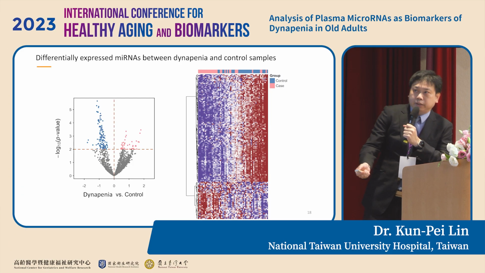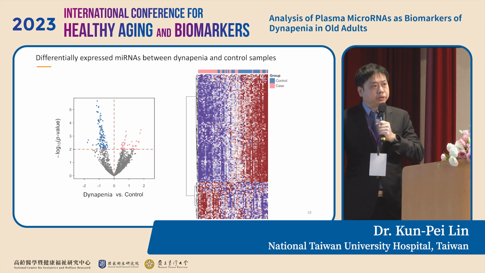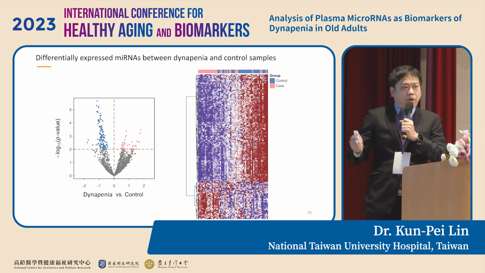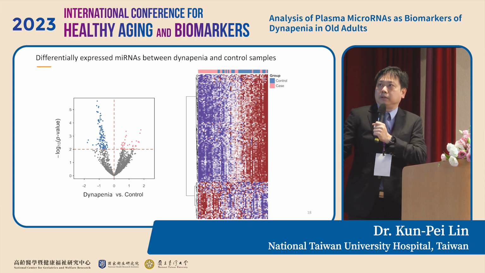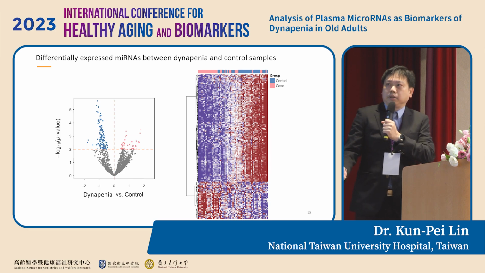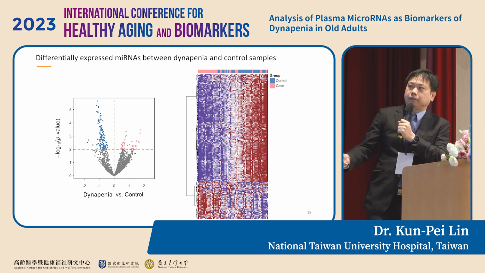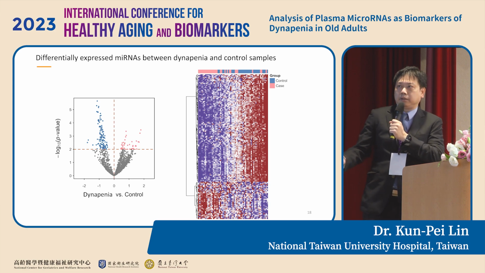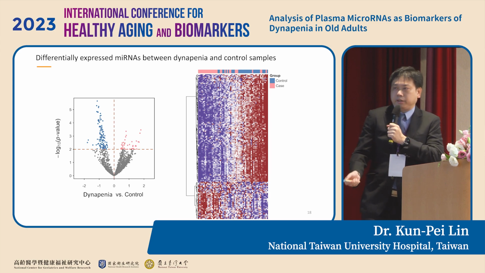And the right picture is the heat map. Everyone knows a heat map is a very good visual presentation for microRNA expression. We can find the blue is the control group and the case group is the pink. The lower expression is the blue and purple area, and the red areas mean higher expression. We can see the two areas separate clearly.